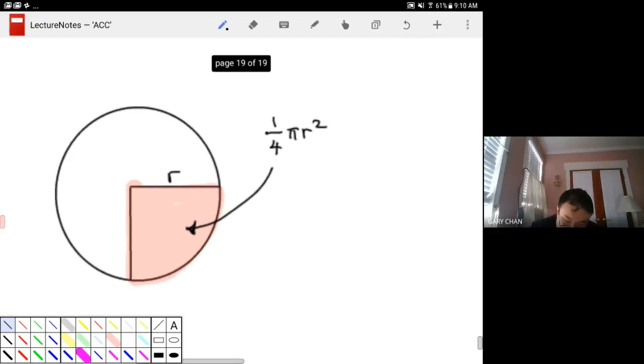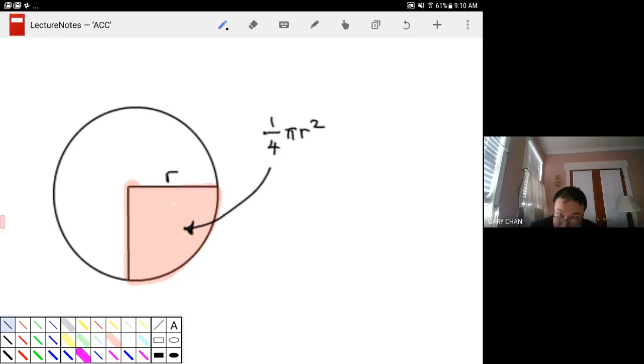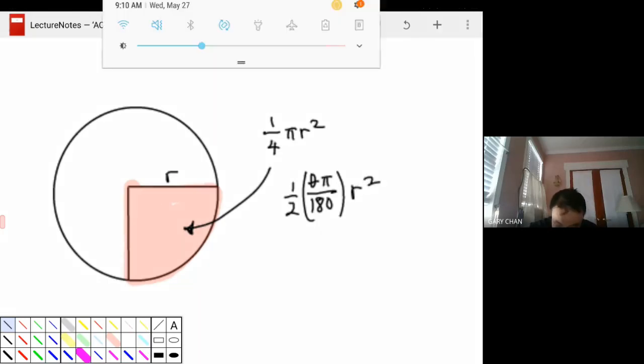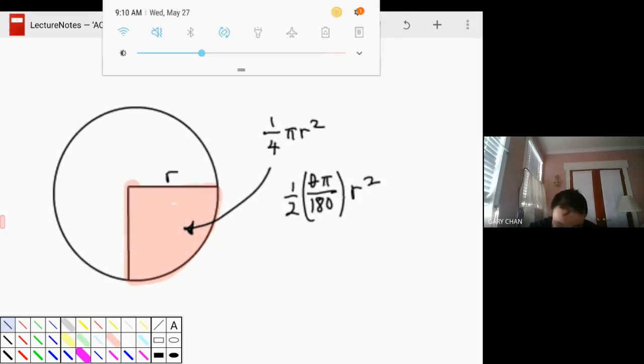Another way of doing it, right, Sasha? Because I think you were hinting at using a formula. The formula was theta pi over 180, which tells us the proportion for the central angle. But we're going to multiply that by 1/2 r squared, and we'll end up in the same place.